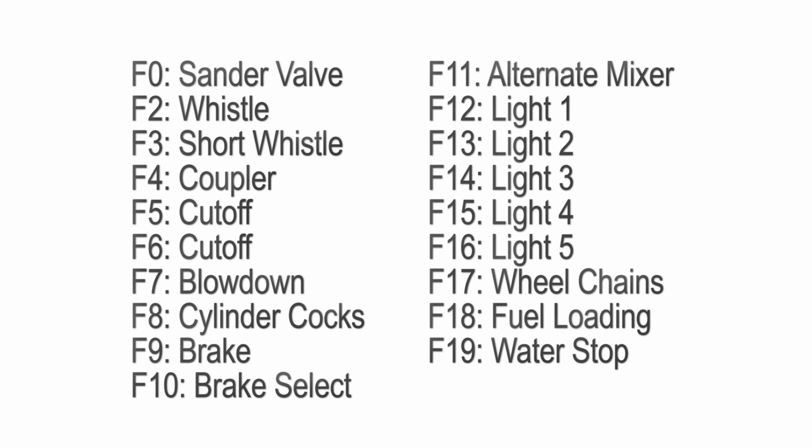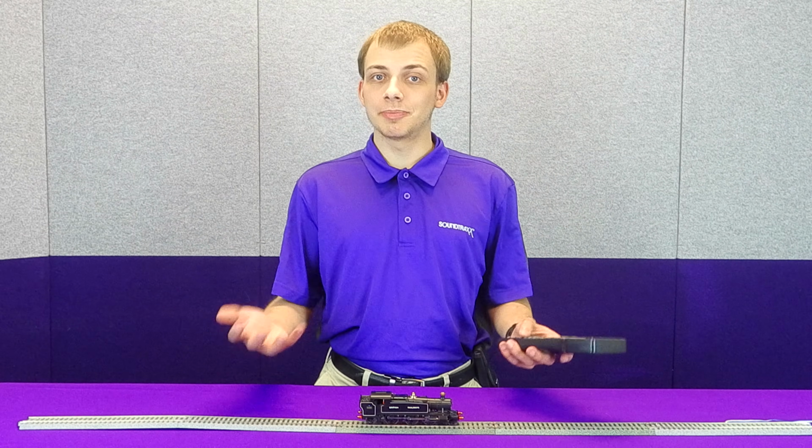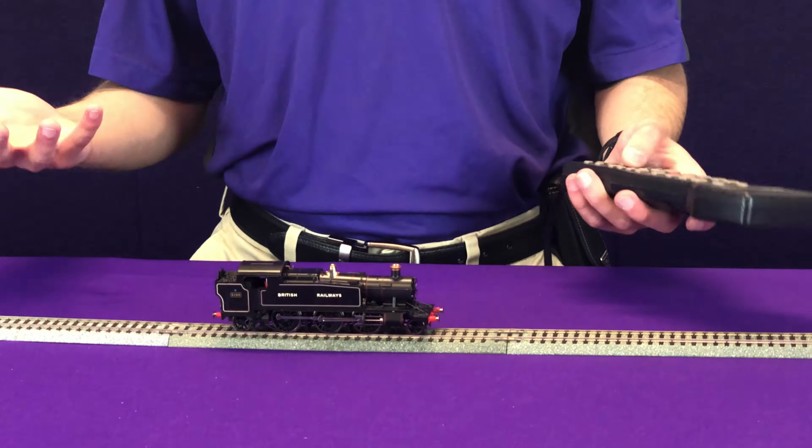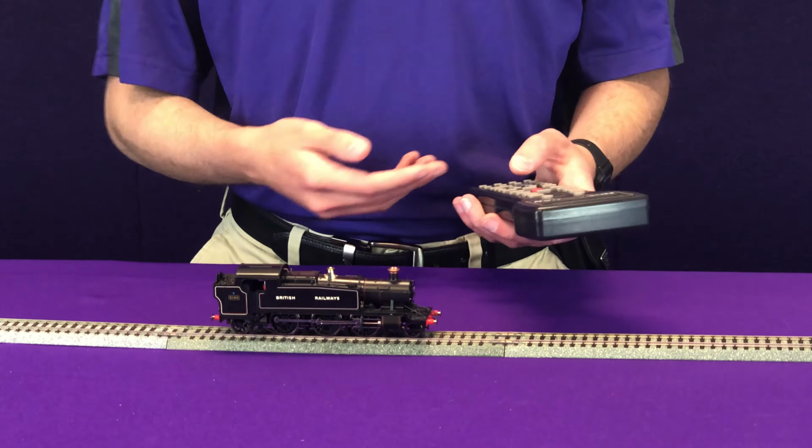What I've tried to do here is map all of the buttons I would use while I'm running the locomotive onto the 0 through 9. And I've tried to map all of the functions that would be used, let's say when the locomotive is stationary, onto functions 10 through 19. So for instance, I've mapped function 8 to be my cylinder cocks on this locomotive. And then function 7 is my blowdown.